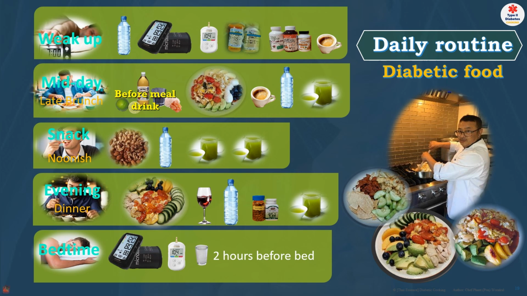So when my diabetes, when I get into my program, I eliminate all these pills, so I start taking my herb supplement. Okay, in the midday, that's what I do. Before meal, I do my drink, because I don't have breakfast. This is what I do, and then I call it late brunch.